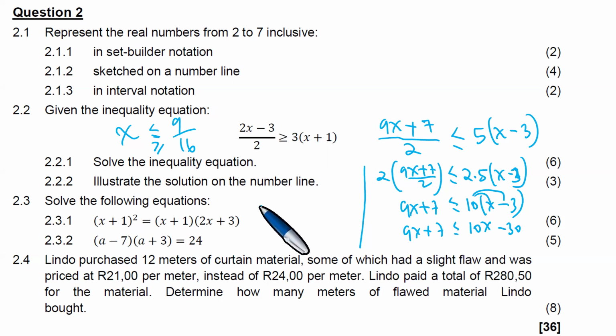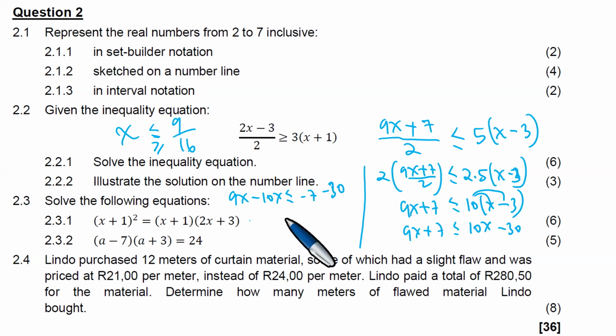And then, what do we do? What do we get after that? 9x plus 7. And then you collect like terms and you get this. The 7 is moved across, it becomes negative, and you have minus 30.